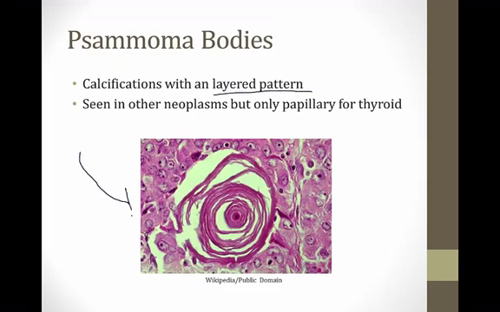Psammoma bodies are calcifications with a layered pattern. This is a picture of one shown on the screen here. You can see psammoma bodies in other neoplasms, but among thyroid cancers, you only see psammoma bodies in papillary thyroid cancer, so that's why their presence is useful to make the diagnosis.